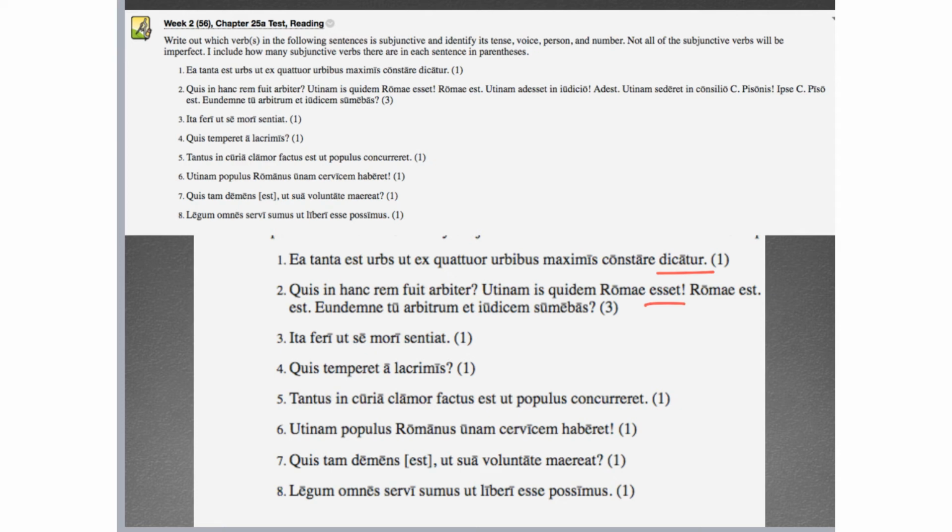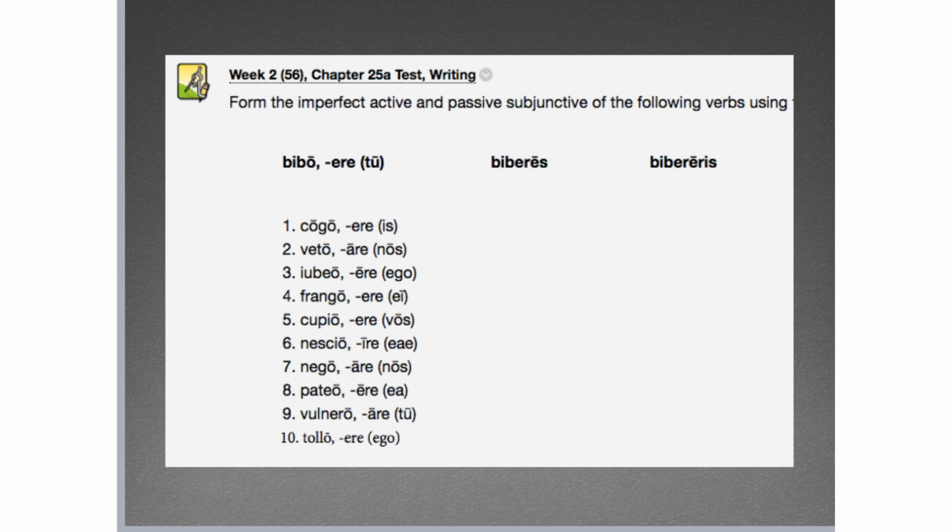All right, and I'll let you go through this. All right, the writing one, you're just going to form the imperfect subjunctive in the active and the passive, all right, for each of the verbs. So similar to what we did in one of the exercises. So again, same thing. Cogeret, cogeretur. And we go down from there.